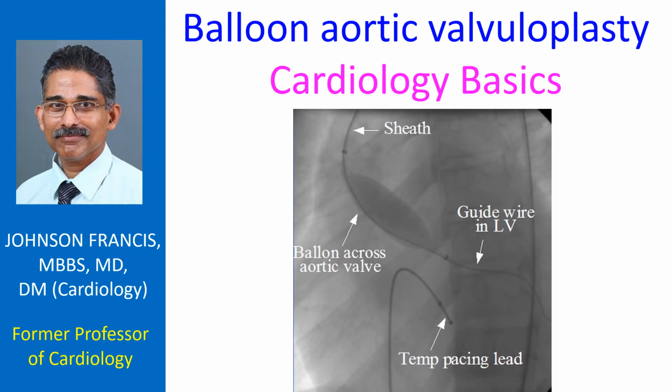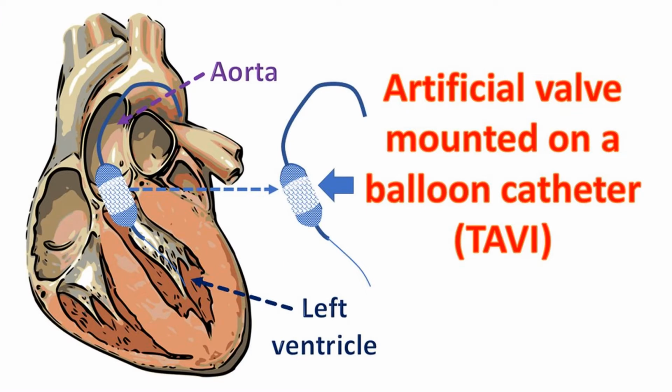Balloon aortic valvuloplasty is enlargement of a narrowed aortic valve using balloon catheters. It is also known as balloon aortic valvotomy. Balloon aortic valvuloplasty has significant risks and lesser benefits compared to other procedures for symptomatic severe aortic stenosis, like surgical valve replacement and transcatheter aortic valve implantation or TAVI. Hence, it is often considered as a bridge treatment or palliative treatment.